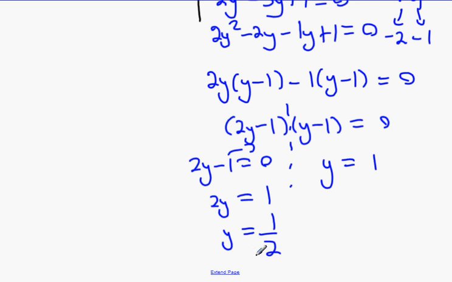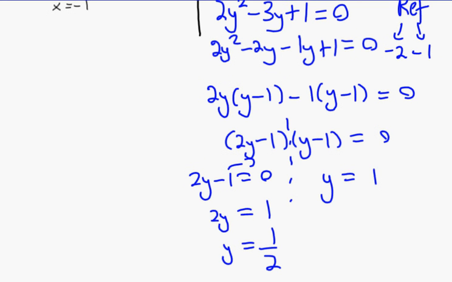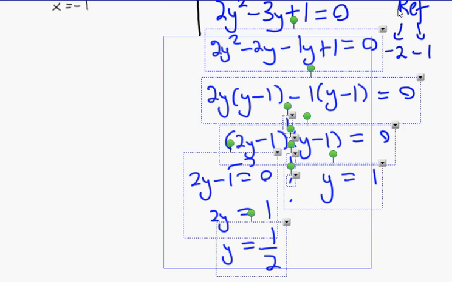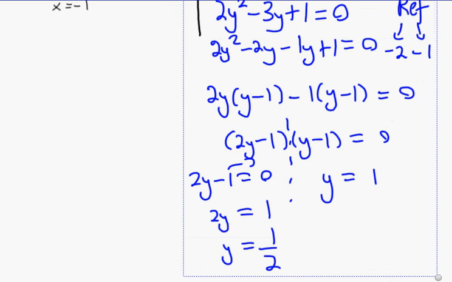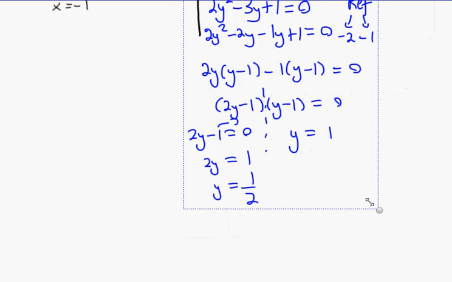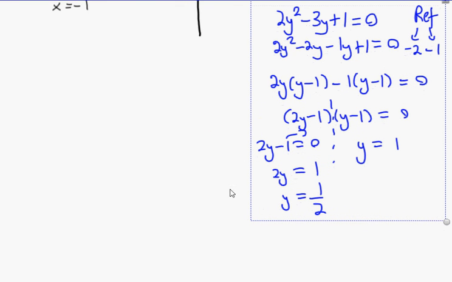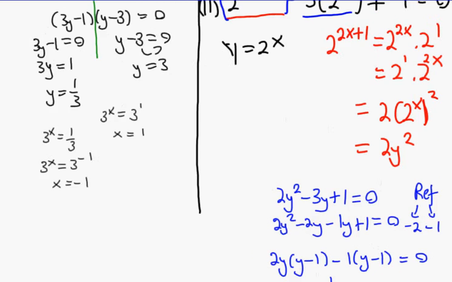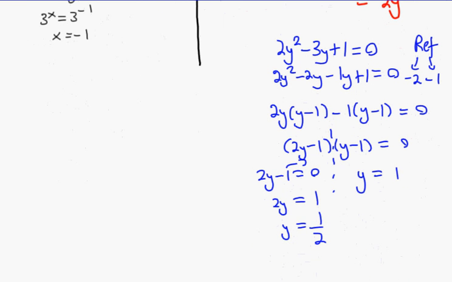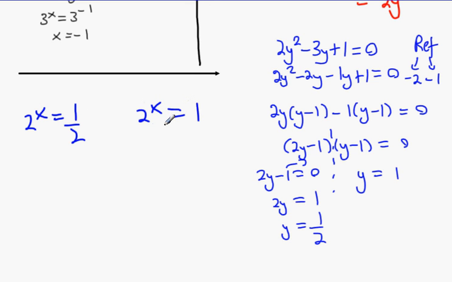Once again, we're not asked to find out what y is, we're asked to find out what x is, okay? So that's all there, okay? So we have to find out what x is. So just go back up to the top, and we know that y equals what? 2 to the power of x, okay? So this means that 2 to the power of x equals a half, and 2 to the power of x equals 1.